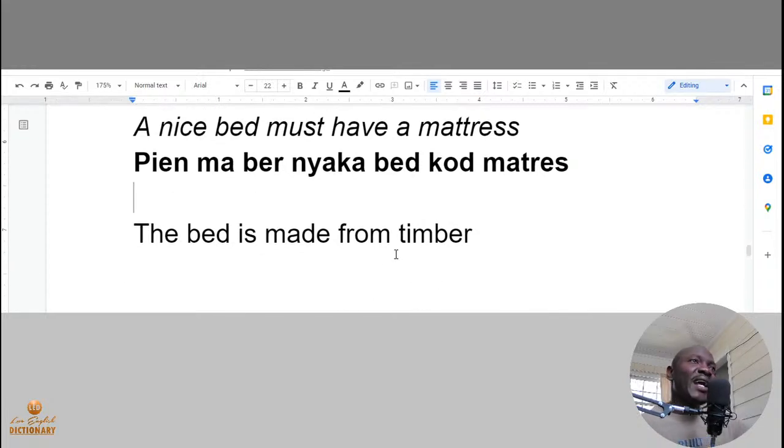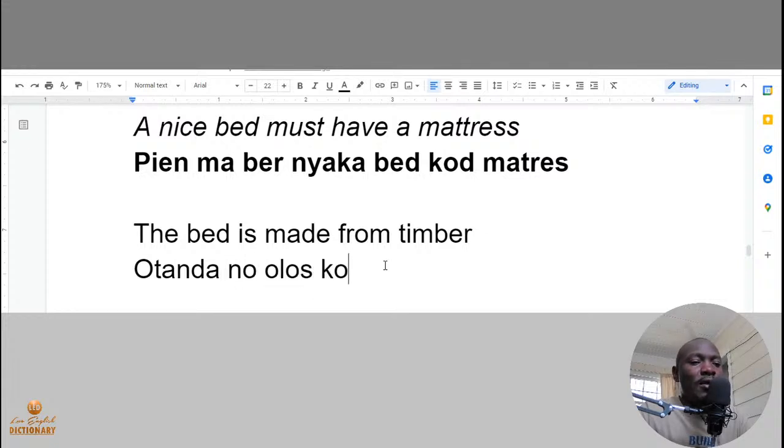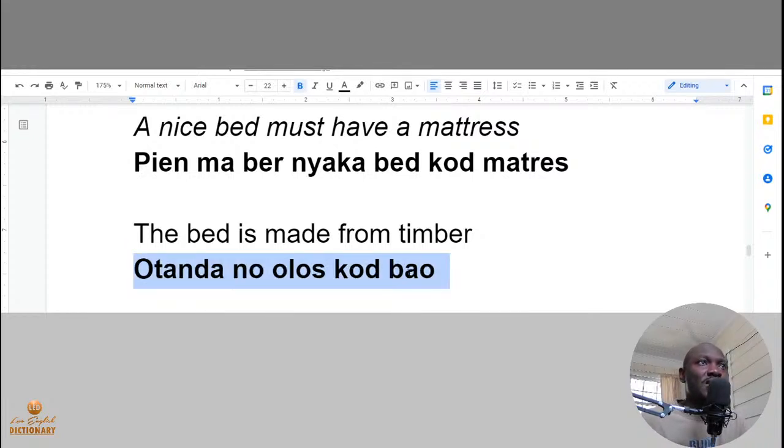Then, the bed is made from timber. So you see, this is the part that I was worried about, Atieno. But if we say the bed is made of from timber and we had said pien is the skin, then we'll be saying that the skin is made from timber, you see? But pien, so this is where otanda would be sufficient. Olos kod bao. Otanda no olos kod bao.